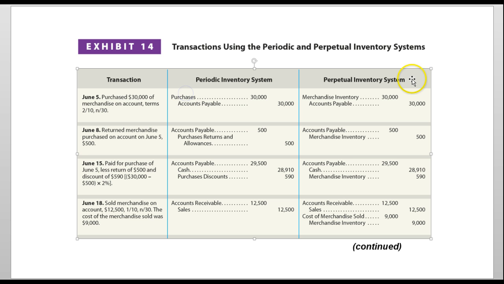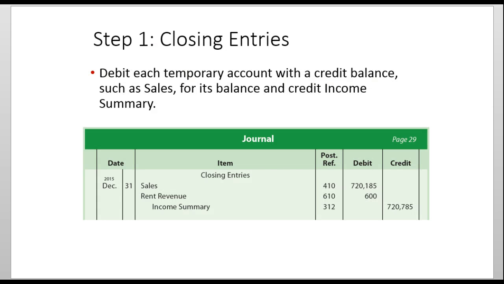This one has purchases, this one has merchandise inventory as its primary accounts for keeping track of inventory. We've got purchase returns here, and you have cost of goods here, cost of merchandise, purchase discounts have been added. So those are the accounts we're going to look at. First of all, let's look at the perpetual system. Closing entries. Traditional, you know what to do with these.